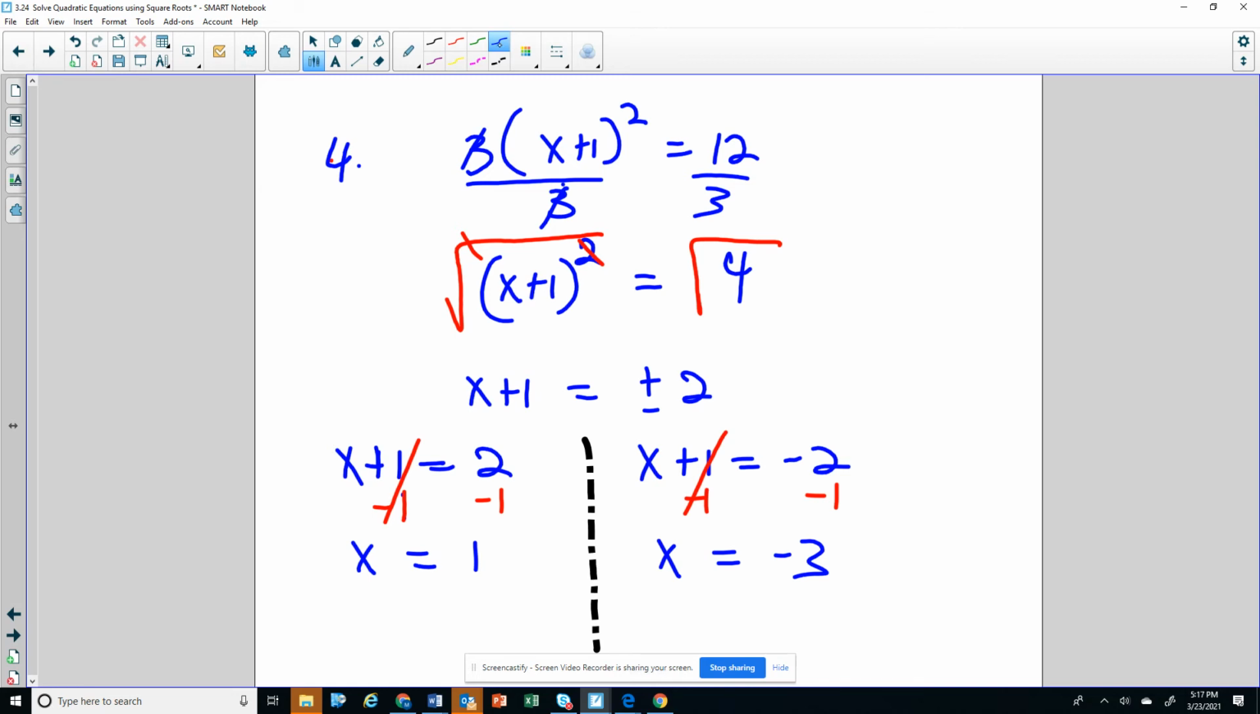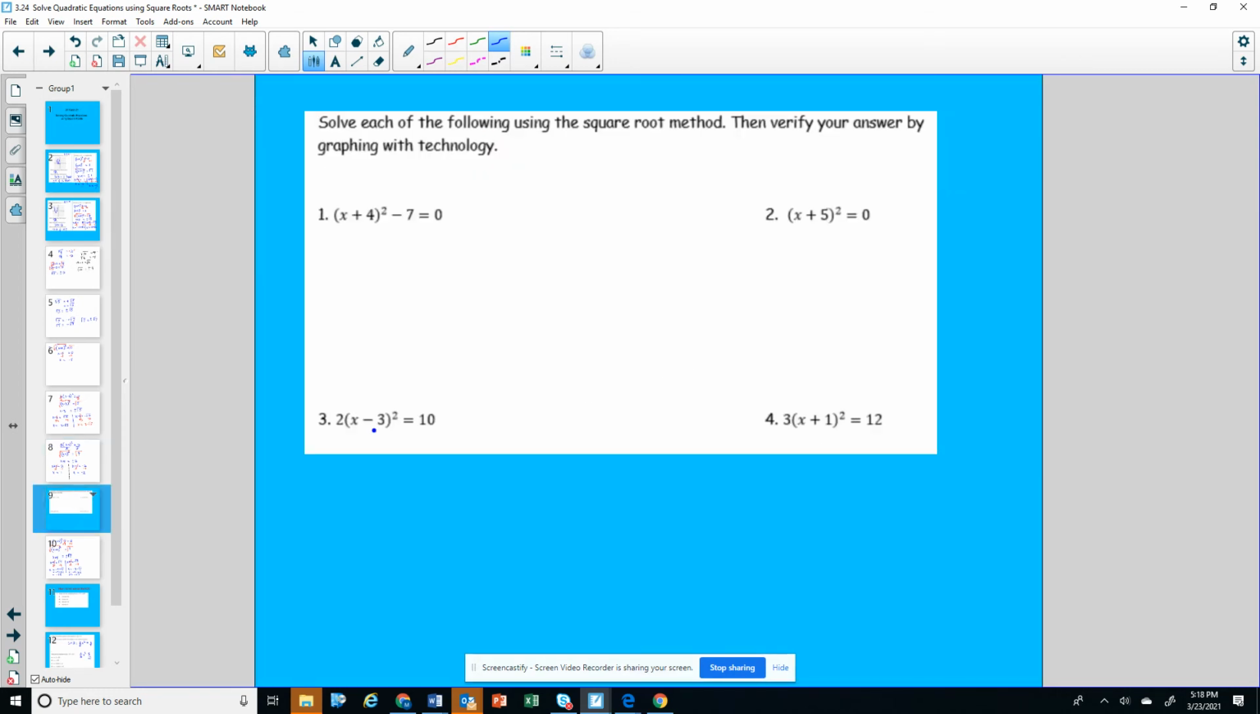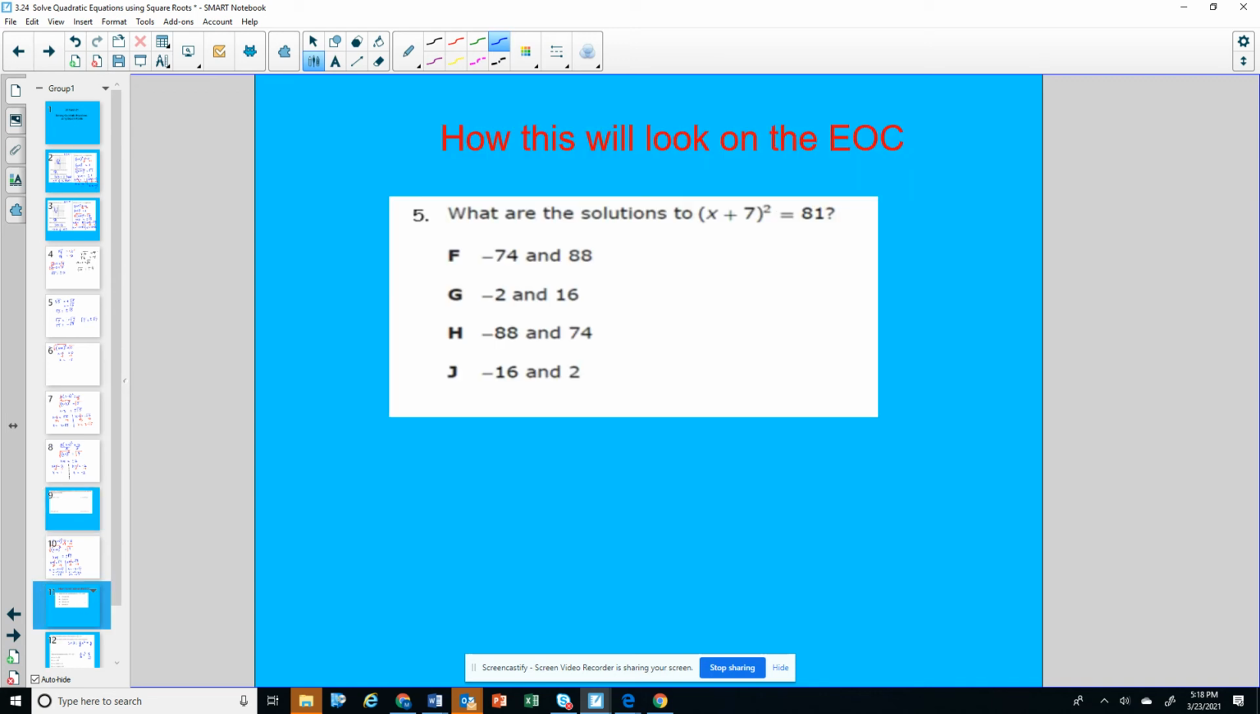Now, what we're going to do is you're going to find some questions on the STAR test. Okay? And so you'll see this is how it's worded on the STAR. This was taken from a couple of years ago. And it asks you, what are the solutions to (x plus 7) squared equals 81? Again, all they're asking you is just to find the value of x. That's all you gotta do, right?